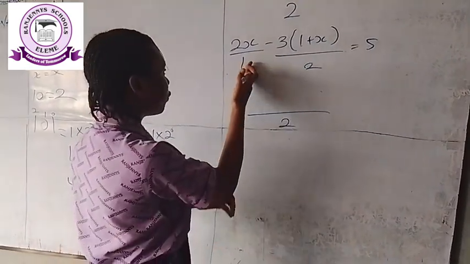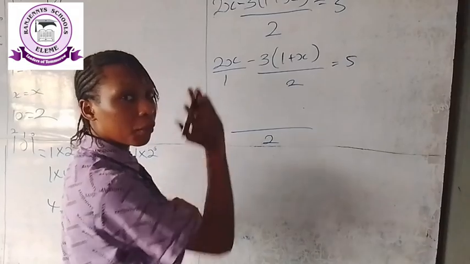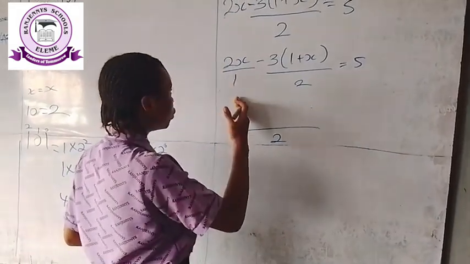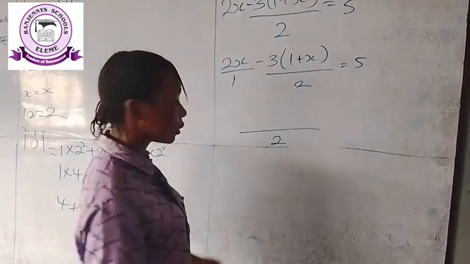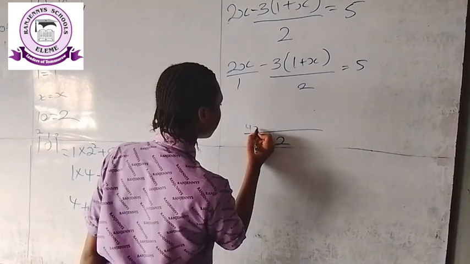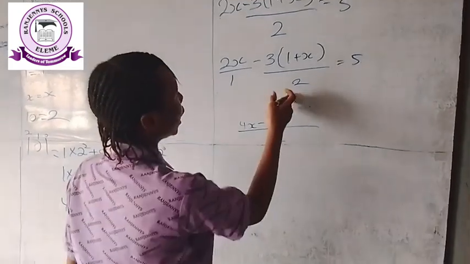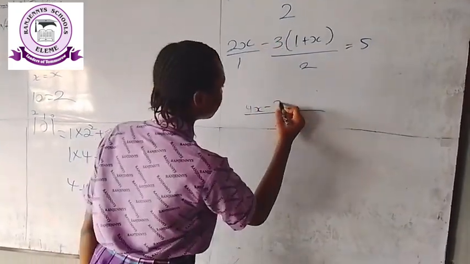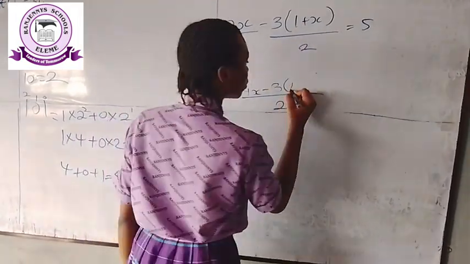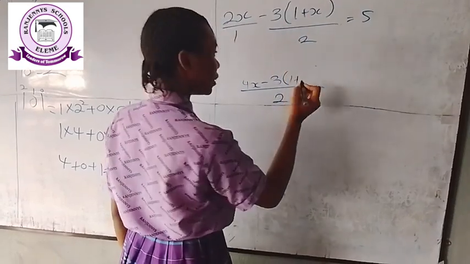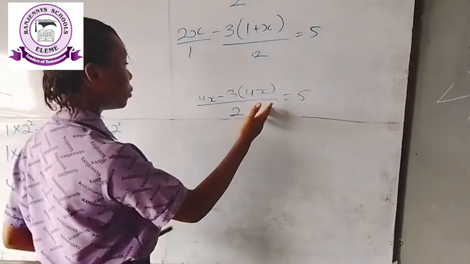Then, what you get from the value you divide from the denominator, you multiply with the numerator. So we got 2. So 2 times 2x before x. So we're going to put 4x here. Minus 2 divided by 2 is 1. 1 times 3 is 3. Bracket open. 1 times 1 is 1. Plus 1 times x is x. Equals to 5. We're going to be opening the bracket now.